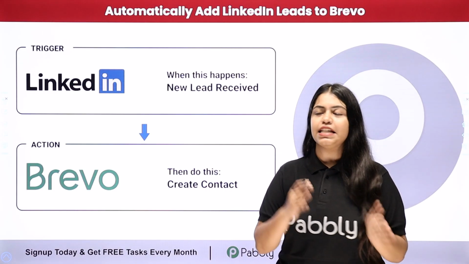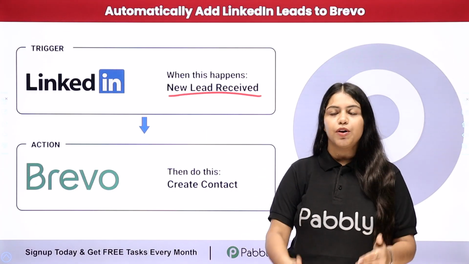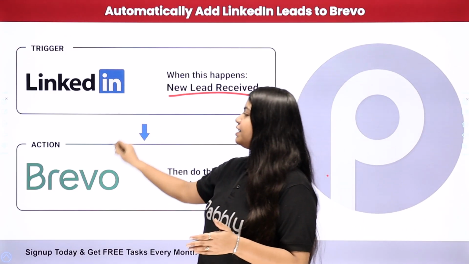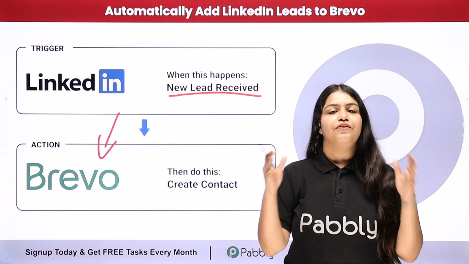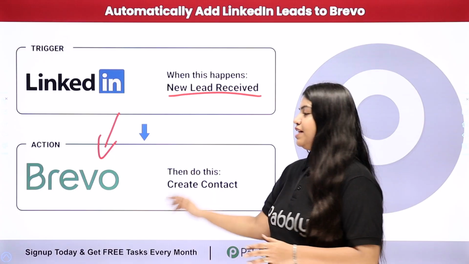And now what I want is that as soon as we receive a new lead from LinkedIn, I want to create a new contact in Brevo. So to do this, we're going to create a connection between LinkedIn and Brevo in such a way that whenever we receive a new lead, automatically it is going to be created as a new contact in Brevo.